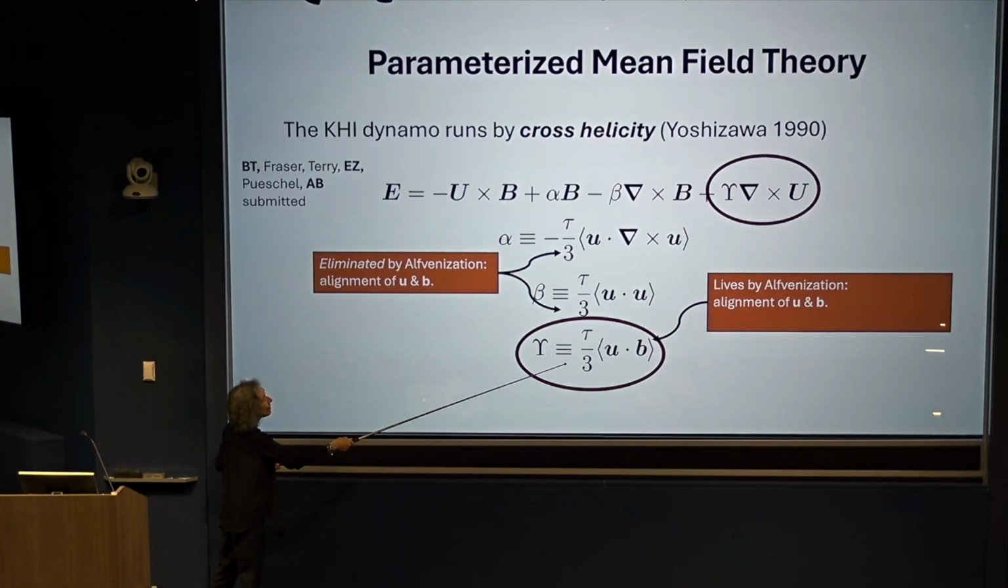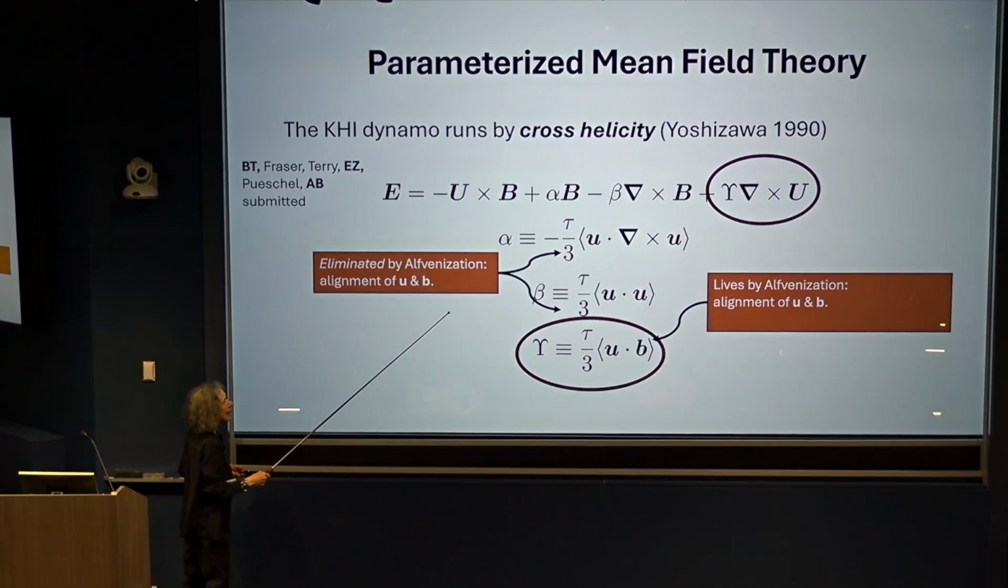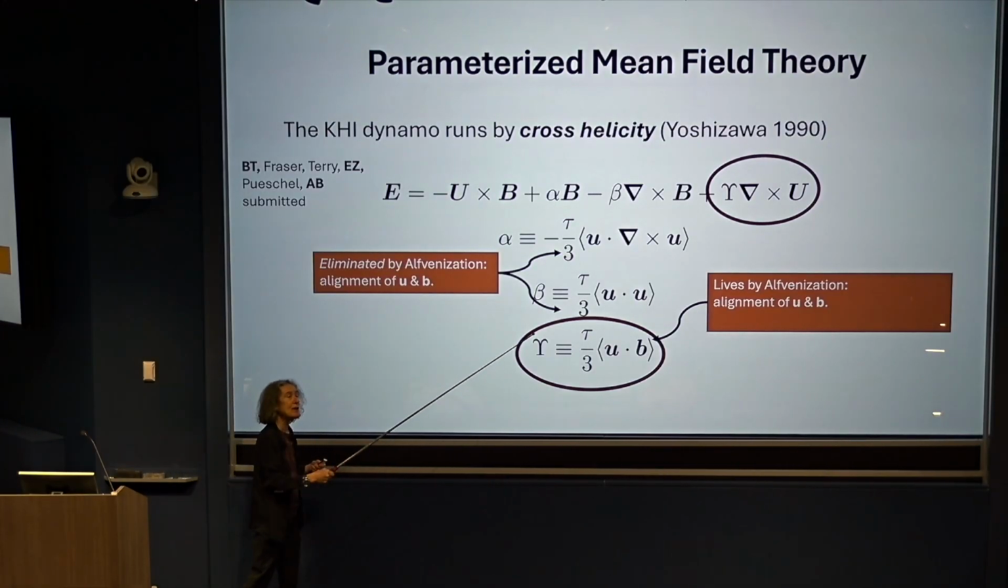This quantity here is called the cross helicity. Tau is the characteristic correlation time for the turbulence. If you have an alpha dynamo, it turns out to be saturated by what's called alphanization, which is the alignment of the fluctuating magnetic field and the fluctuating flow. They're aligned in an Alfvén wave, and this happens over time in attempts to simulate the alpha effect. But this is exactly what the cross-helicity dynamo needs.